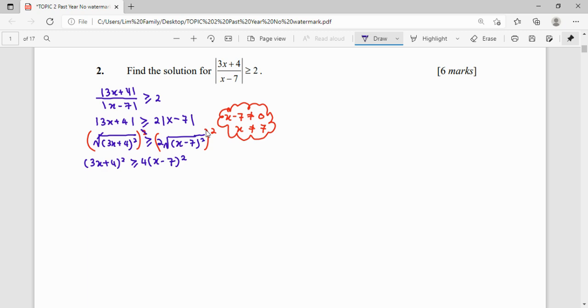So we expand this, it will become a square, which will give us 9x square. Then 2ab, expand this 2ab, it will give us 24x. And b square here, 4 square will equal 16, greater equals to 4 times x minus 7 square, which just gives us x square minus 14x plus 49. Continue our expansion.